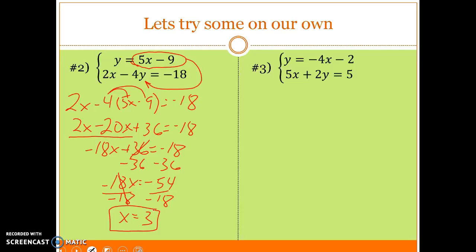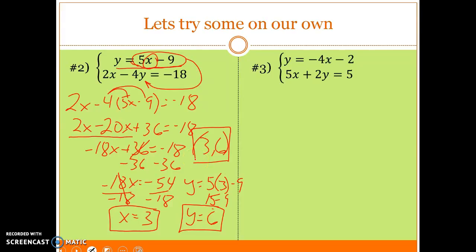So I'm going to go back to this top equation. I'm going to replace this x here with a 3. It's going to be y equals 5 times 3 minus 9. Well, 5 times 3 is 15, and 15 minus 9 is 6. So x is 3 and y is 6, and I can write it like that, or I can write it like this.